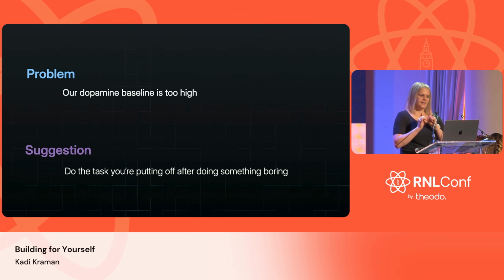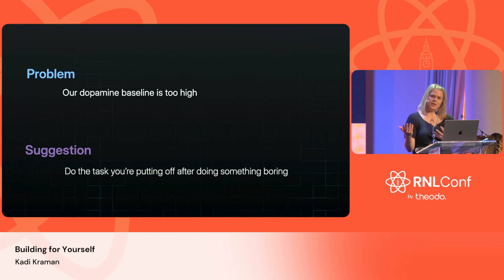So the first problem is that our dopamine baseline is just way too high. Imagine you're eating a delicious pizza, and then you finish eating the pizza, and then you have a plain slice of toast. You're not going to enjoy that toast very much. Now, imagine that you are instead hungry, and you have the same slice of toast. That toast is going to taste damn good. And this is the same thing that we have.